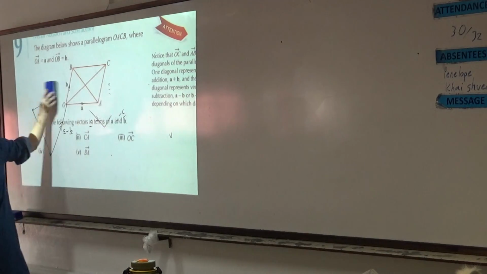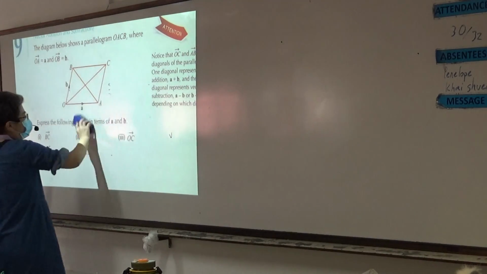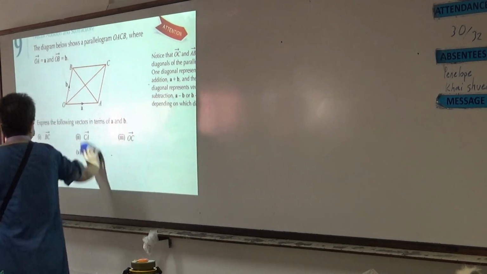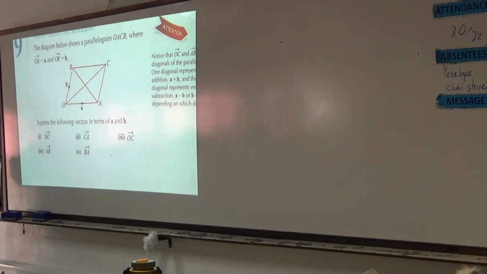First thing you must know. We must be able to write all these in terms of A and B. Okay? All of you look at the board, please don't talk. I say 435 means 435. I don't talk too much, talk for what?